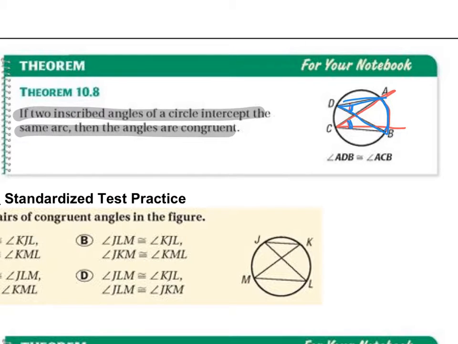And I mean, think about that. If say angle ACB was 25 degrees, giving us a 50-degree arc out here, then angle D would also have to be 25 degrees because the angle measure is half the arc measure. So just keep that in mind.